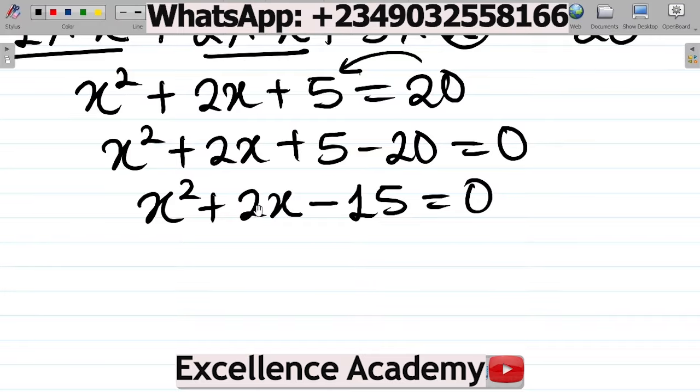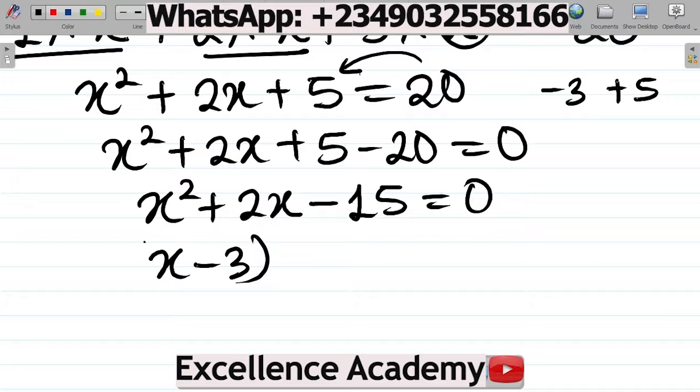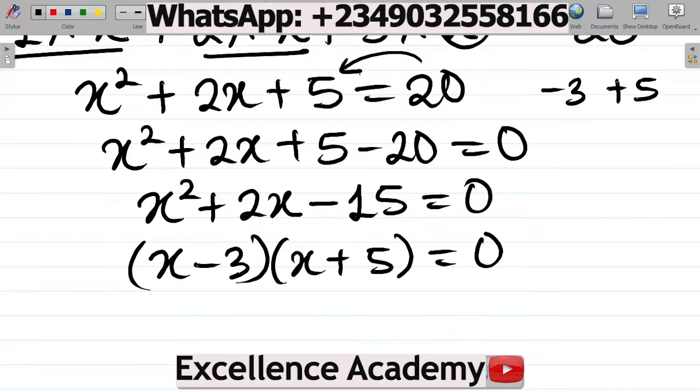Look for two numbers that will add to give you 2 and multiply to give you minus 15. The two numbers are minus 3 and plus 5. Minus 3 plus 5 gives you plus 2, and minus 3 times plus 5 gives you minus 15. So that means we'll have this as x minus 3 and x plus 5, and we equate this to 0.